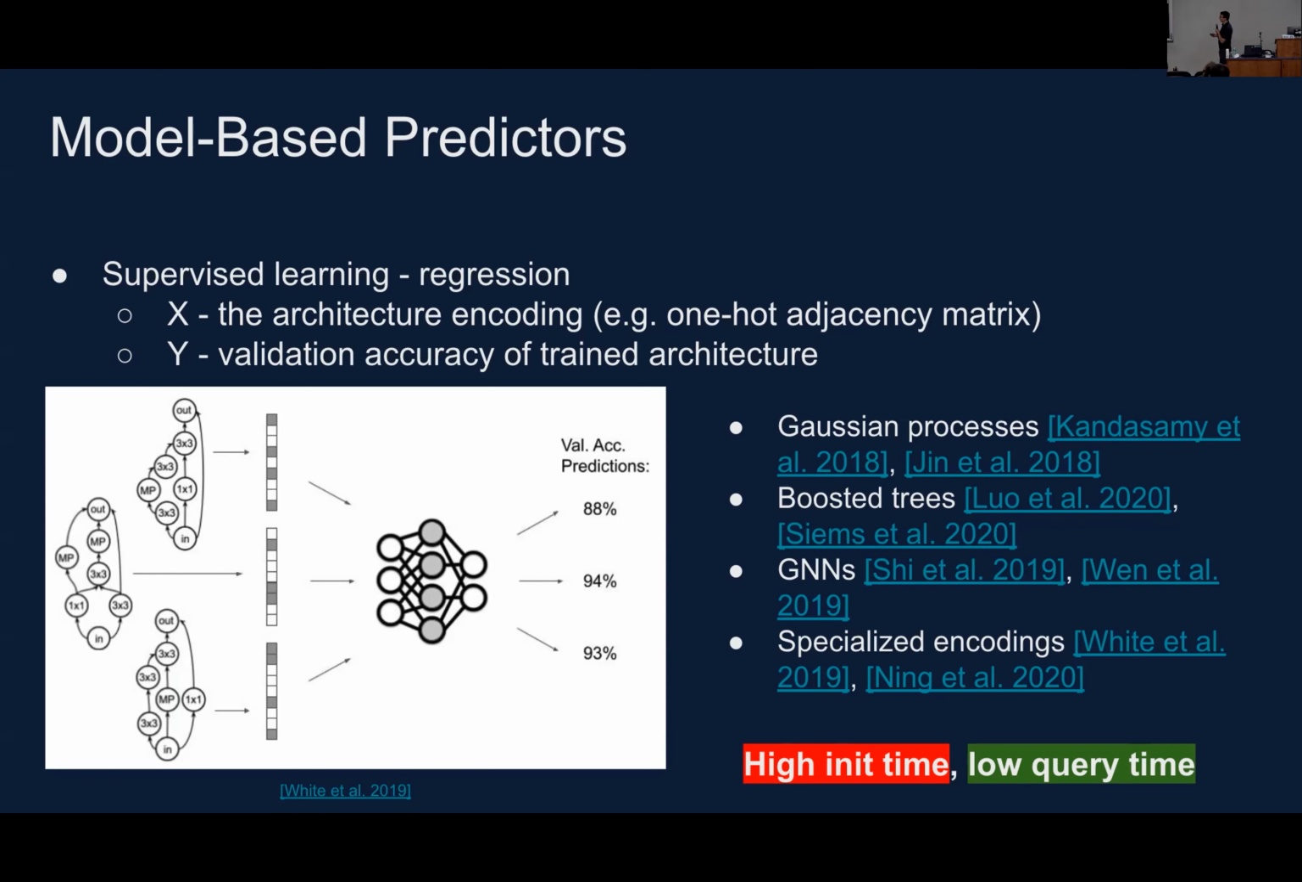So people have tried Gaussian processes, neural networks, boosted trees, as well as graph neural networks and encodings as the type of model that works the best. Recently we had a study on different predictors, and we found that boosted trees often perform the best, especially if we train the model on a lot of data. But if we have less architecture, less training data, then some of the specialized approaches like graph neural networks or specialized encodings work better.